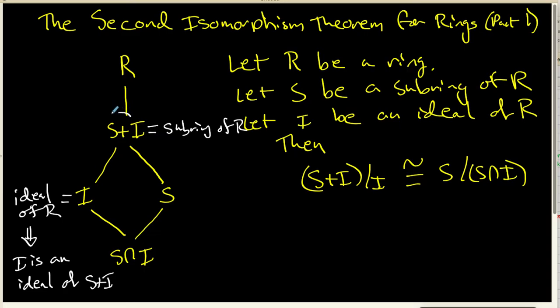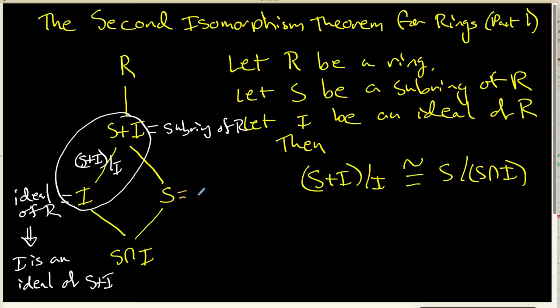And so the quotient group S plus I mod I exists. I'm going to let that be that circle, and we're going to think about that circle as being S plus I mod I. I know that that particular quotient ring exists. I also want to remind you that we worked on the other side of this diamond shape as well.